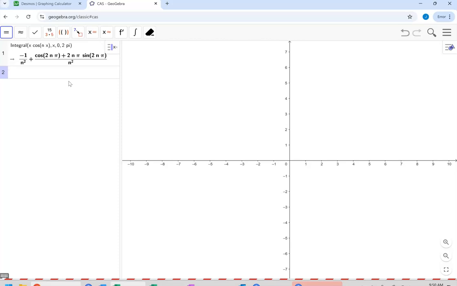What's cosine of a multiple of 2 pi always equal to? 1, right? So this big fraction here simplifies to 1 over n squared, but I've got a minus 1 over n squared. What do I get? 0 all the time, right? So all your a's are 0 here, except for the a naught. We have to do that one separately. But all the a's are 0.